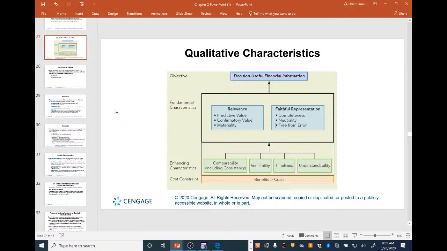Let's talk about, like I said, the fundamental characteristics. So what are the 3 elements of relevance? So let's think, if information is relevant, what does that mean? If it's going to be relevant, then we should be able to predict something off it, right? So it says here predictive value. If we can predict something, we should also be able to confirm it, right? So it has confirmatory value.